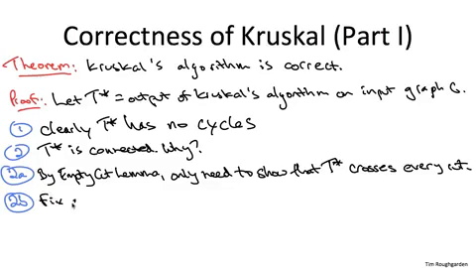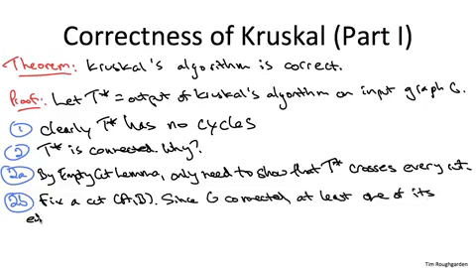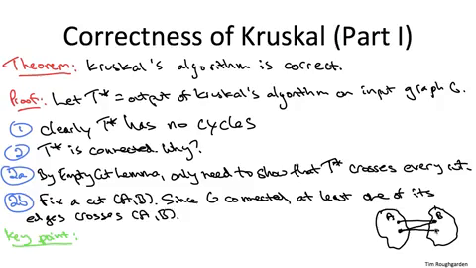To get started, let's fix an arbitrary cut A comma B. Using the assumption that the input graph is connected, it certainly contains at least one edge that crosses this cut. The question is whether or not T star contains a crossing edge, but certainly the original graph G contains a crossing edge. So here's the key point of the argument. Kruskal's algorithm, by definition, makes a single scan through all of the edges. That is, it considers every edge of the original input graph exactly once.